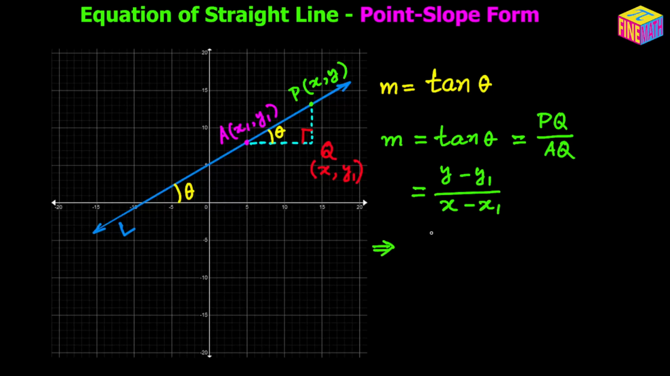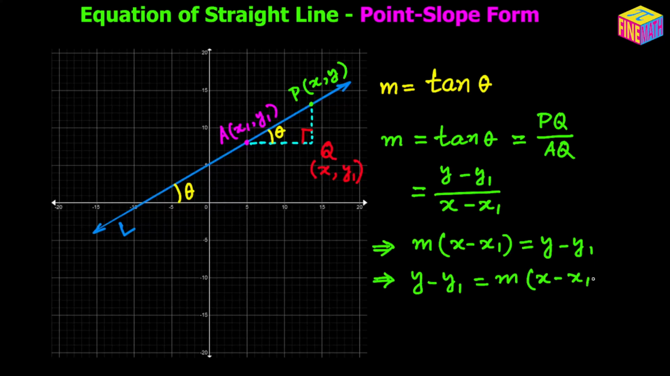Well, from here we can say, okay, if we multiply both sides by x minus x sub 1, then it will become like this. So we can say, okay, m times x minus x sub 1 is equal to y minus y sub 1. And from here, if we just write it the other way, we can say, okay, then y minus y sub 1 is equal to m times x minus x sub 1, and that is the equation of this straight line. So this is the point slope form of the equation of this straight line.